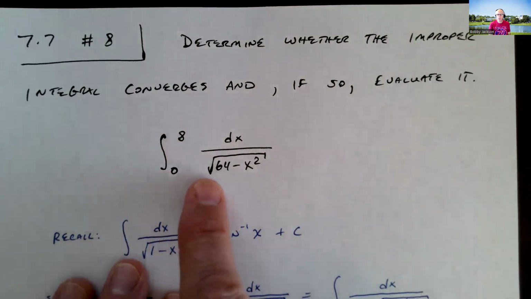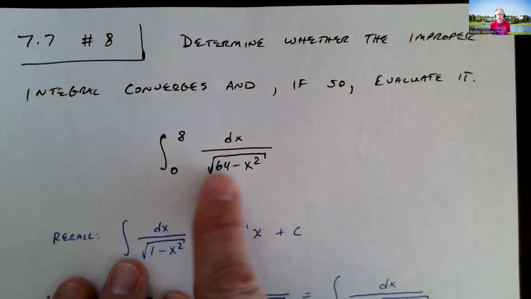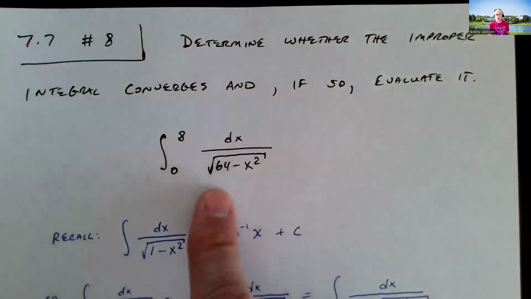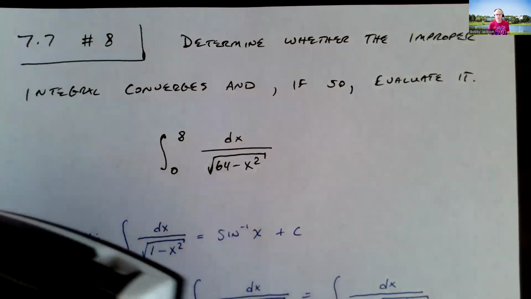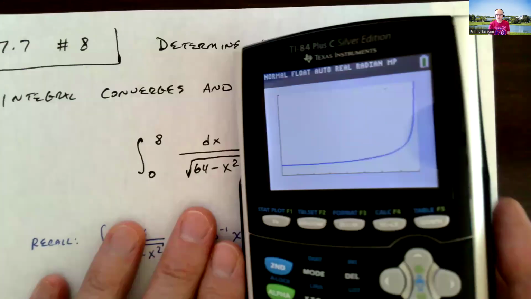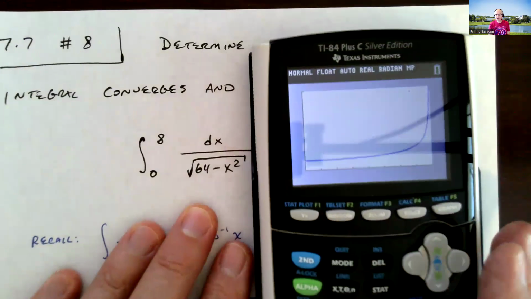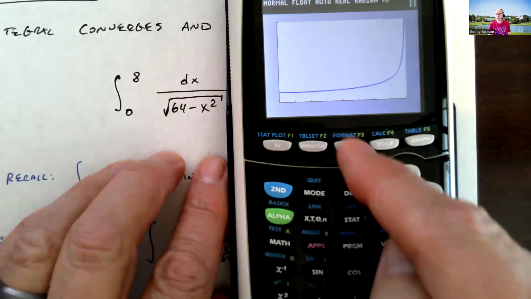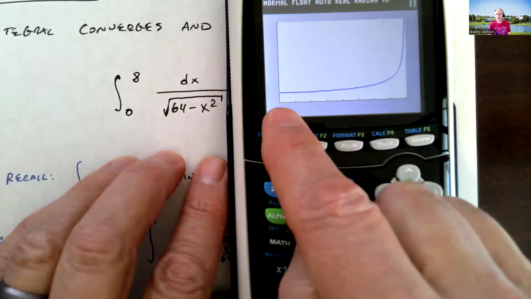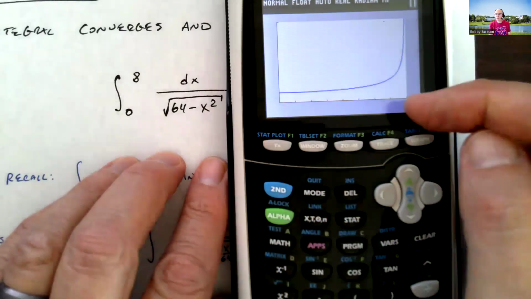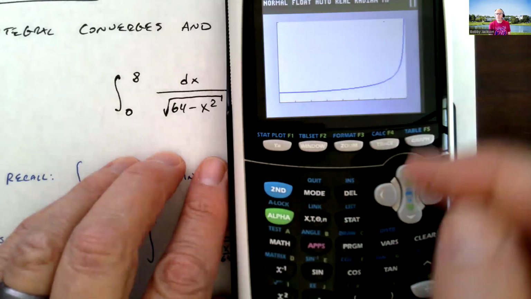All right, this function here does not have an infinite limit of integration, but it does have a vertical asymptote. I hope you can identify the fact that when x is 8, the denominator being 0, we're going to have a vertical asymptote. I actually graphed this just for fun. This function, 1 divided by the square root of 64 minus x squared, on the interval from 0 to 8. The y scale is from 0 to 1.